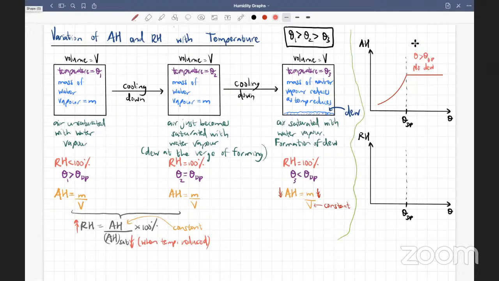No dew, so AH will be constant. But when the temperature is less than dew point, as you can see, what happens? Dew deposits, so AH has to reduce. Because, as I have explained here, when dew is formed, the mass of water vapor in air starts reducing because it is converting to liquid form.